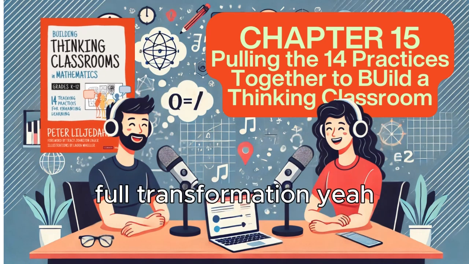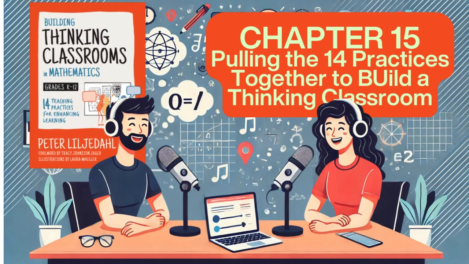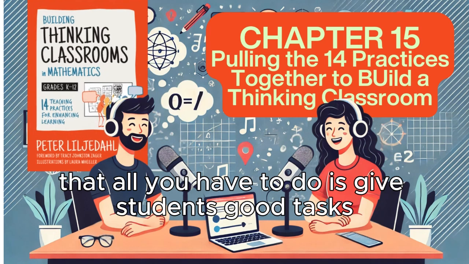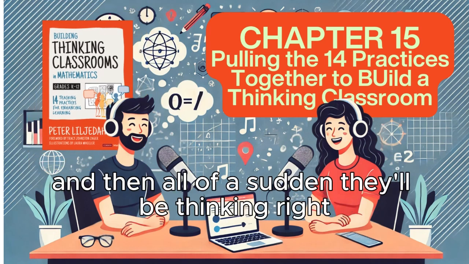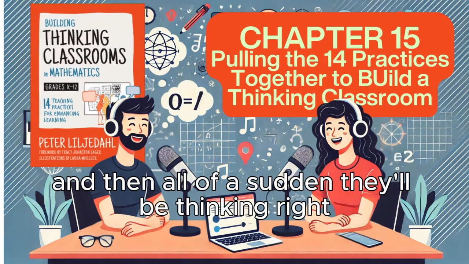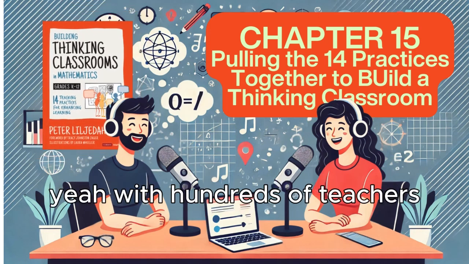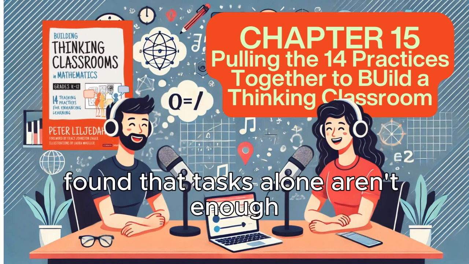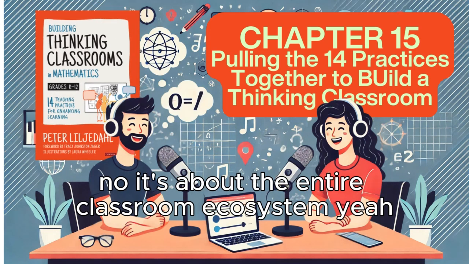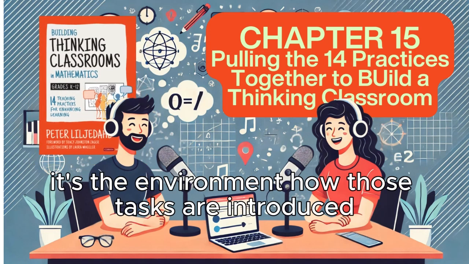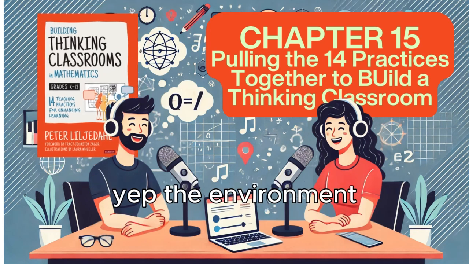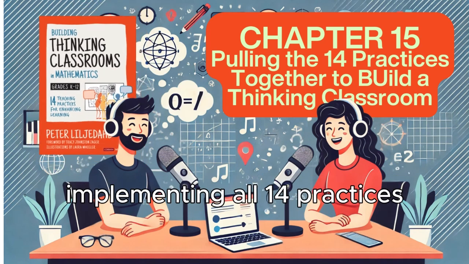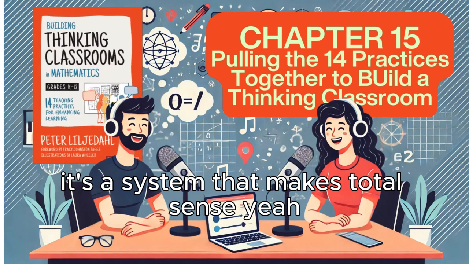Full transformation, yeah. What's interesting about this chapter is it really challenges that initial assumption that all you have to do is give students good tasks, and then all of a sudden they'll be thinking. Right. The author, through years of research with hundreds of teachers, found that tasks alone aren't enough. No. It's about the entire classroom ecosystem. Yeah, it's the environment. How those tasks are introduced, the environment, and the specific sequence of implementing all 14 practices. It's a system. That makes total sense.